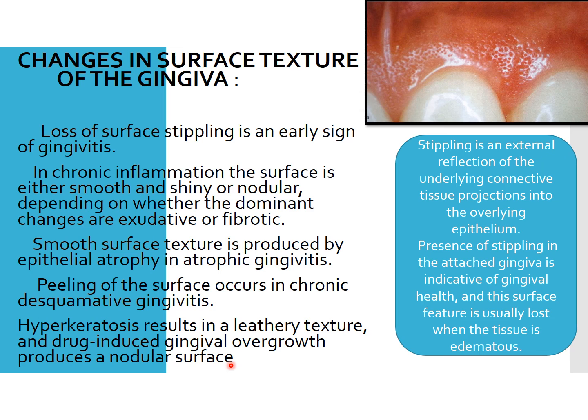So normal will be stippling, loss of stippling in chronic inflammation, and usually you will get a smooth surface in atrophic gingivitis. Peeling of the surface you can see in desquamative gingivitis, and leathery texture you can see in drug-induced gingival enlargement.